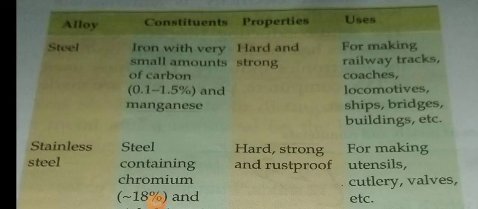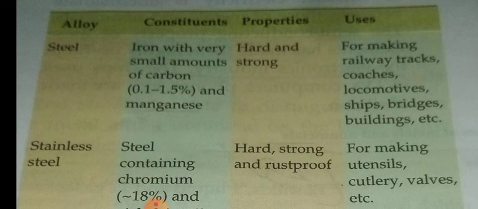What are alloys? Alloys are a mixture of metals and non-metals. A solid solution, that is a homogeneous mixture of metal with other metals or non-metals, is called an alloy. Some of these alloys are stronger than the original metals. Some alloys and their constituents are discussed here.